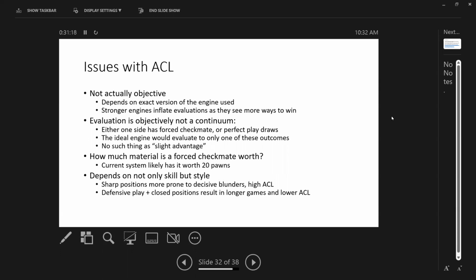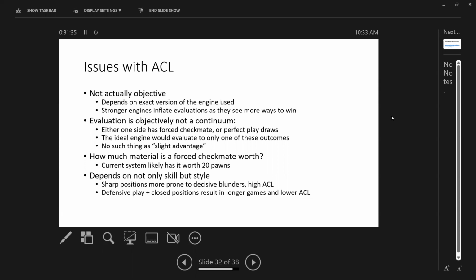So overall, if you like to play sharp positions, it's likely for you to get a very high average sentimental loss count. Whereas if you're on the other end of the spectrum, where you like to play very defensively and you like to play closed positions with lots of maneuvering.